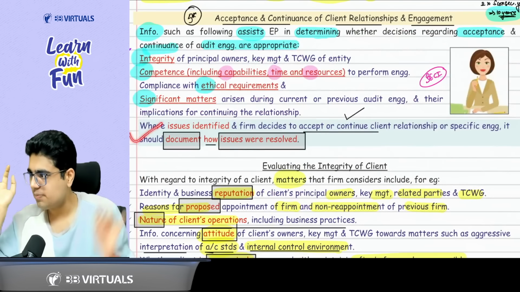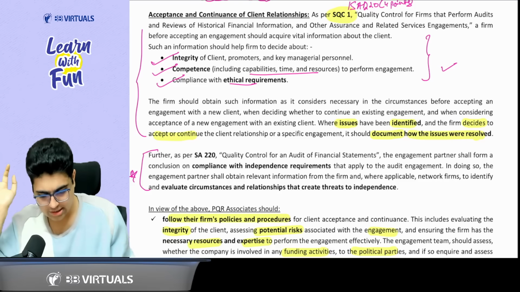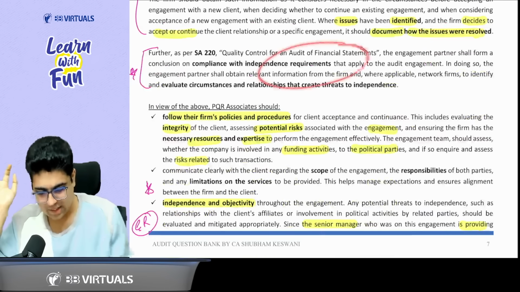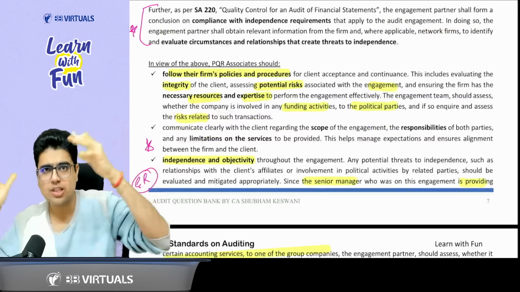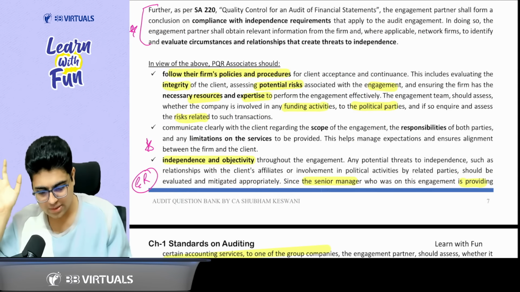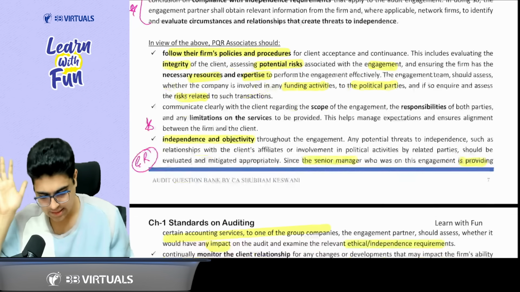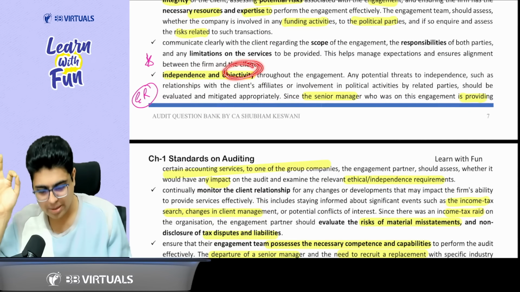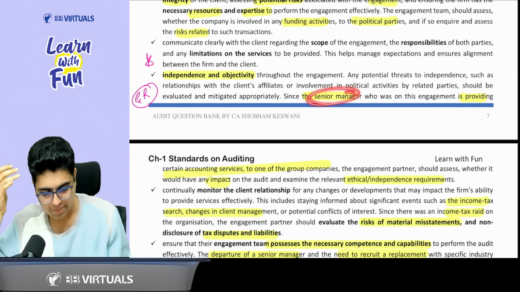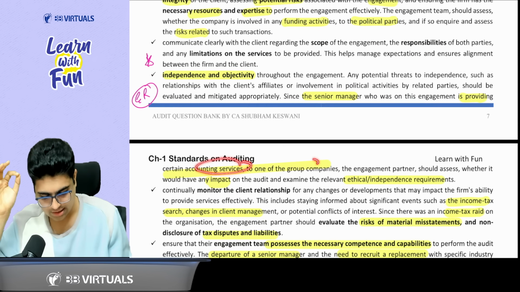Same thing is written in your notes also. Got it sir. Now after this, leave this para, just relate the facts of the case with the points that we have learned. So first of all, you will say that since funding activities are going for political parties, there are risks associated with it. Then say objectivity will be impacted when your own team member, that is the manager, is providing accounting services to the group companies. It will impact ethical requirements.